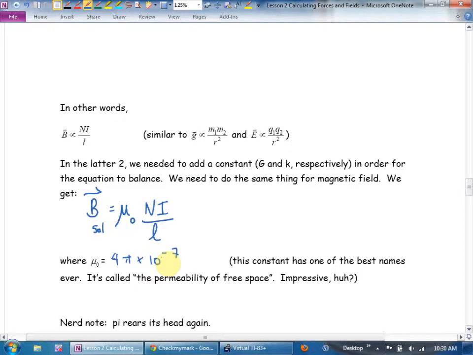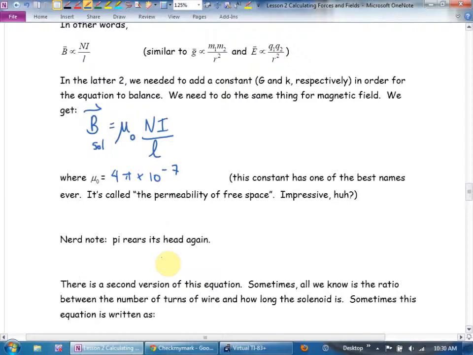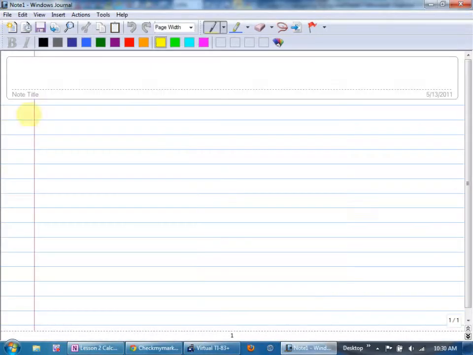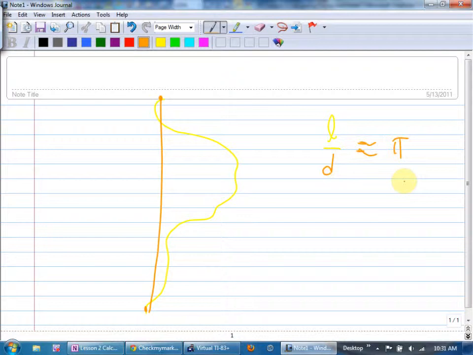Nerd note. Yes, pi rears its head again. Pi shows up all over the place. I can't remember if I told you this one or not. If you take, on a map, a meandering river like this, and you take its length and you divide it by the distance from top to bottom as the crow flies, you know what that ratio starts to approach? Yeah, pi shows up in some of the weirdest places. Now, this one I can sort of visualize, because I can say, you know, if the river's meandering, that's sort of a half circle, that's sort of a half circle, that's sort of a half circle. Maybe pi should kind of show up, maybe, but it shows up in some of the weirdest places.